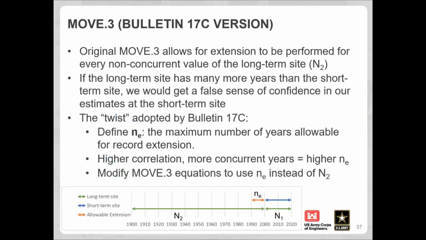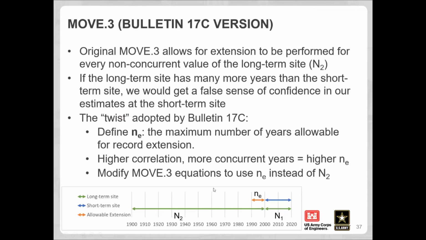All right, so this is move 3. This is the actual technique that is espoused in Bulletin 17C. MOVE stands for Maintenance of Variance Extension, and it's a tweaked version of it, custom to Bulletin 17C. The original process allowed you, once you have your regression equation, to apply that for all the years of record that you have.